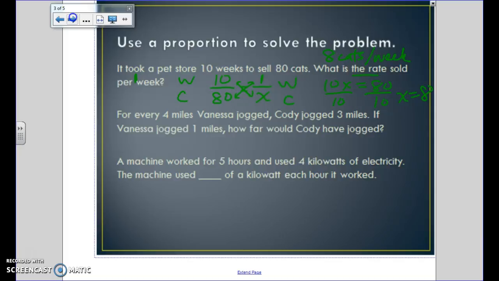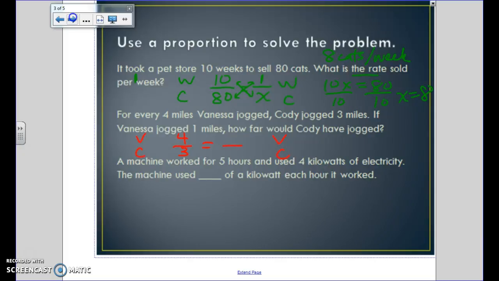Okay, well, I'm going to just go ahead and set my ratio up in the order that I read the problem this time. It says 4 for Vanessa, so 4 on the top, we're going to call that Vanessa, and Cody on the bottom, 3. I need to make sure that my second ratio, or my second fraction, is also set up the same way with Vanessa's and Cody's information in that order.